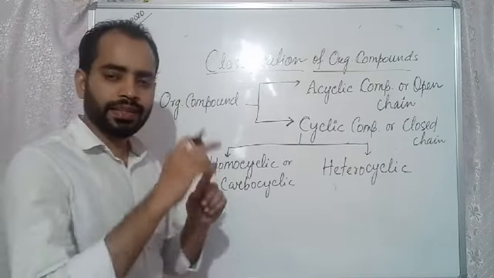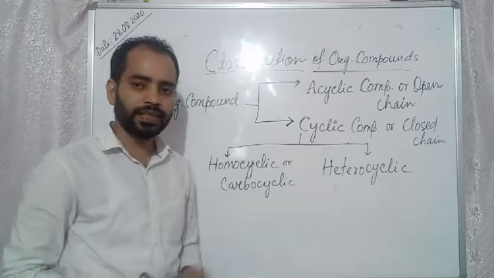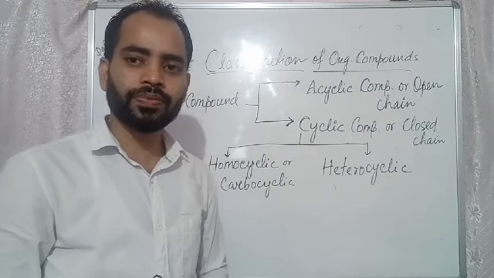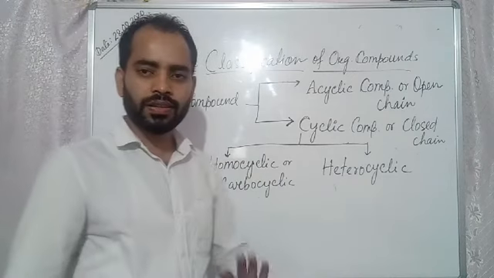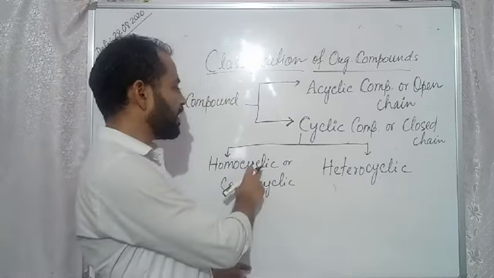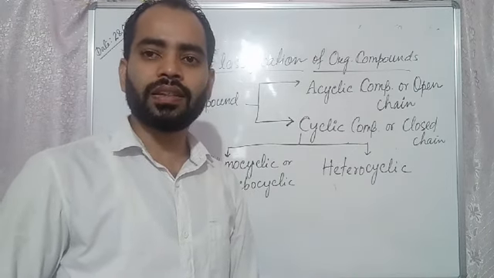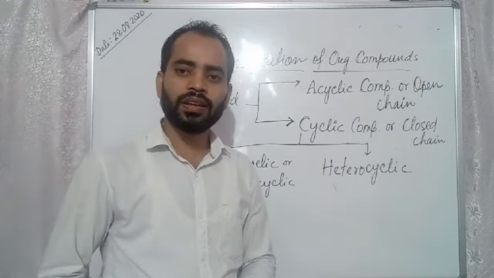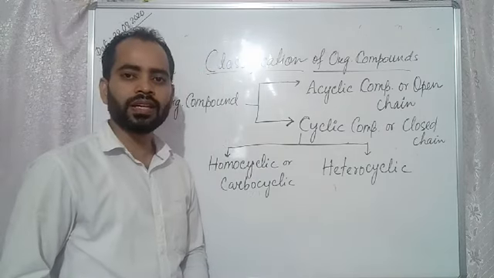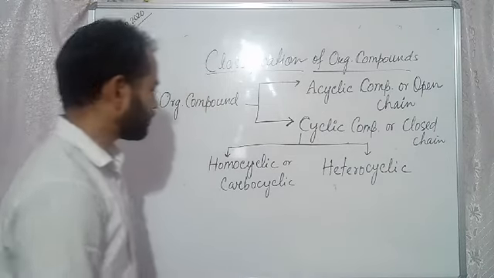Homocyclic means in the cyclic structure, since it is a cyclic compound, so the structure will be cyclic. In the cyclic structure, all the constituent atoms in the chain are of same type. We'll discuss later on by taking examples just like cyclopropane, cyclobutane. Heterocyclic means if in the chain different atoms are there. Suppose 4 atoms are carbon and another one is oxygen. So this type of compound is called heterocyclic compound. I am just writing the divisions, later we will discuss taking individually. Okay.